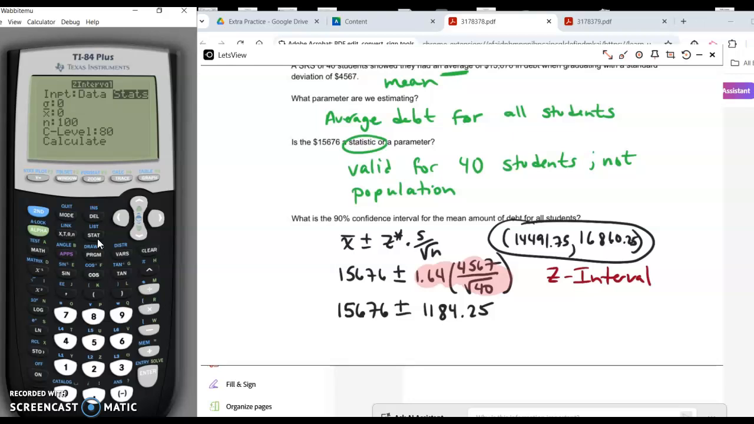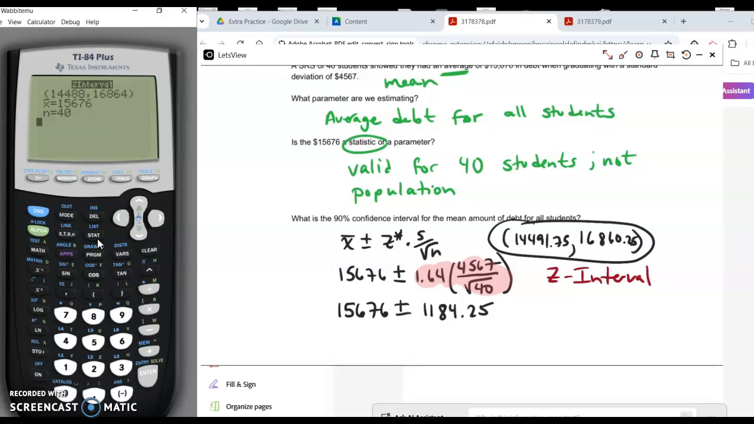Now, sigma in our case is a standard deviation. It's the other symbol for standard deviation. So this is my 4567. Sample mean is the average, so 15676. My sample size is 40. And my confidence level is 90.